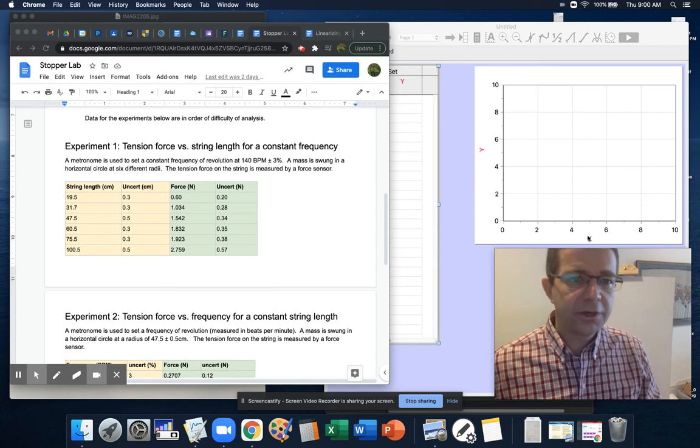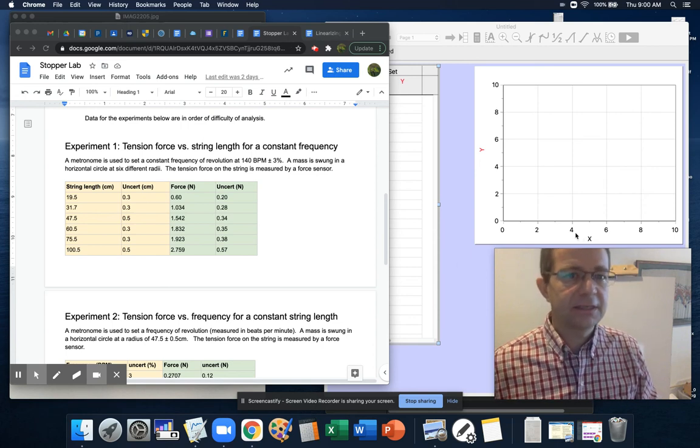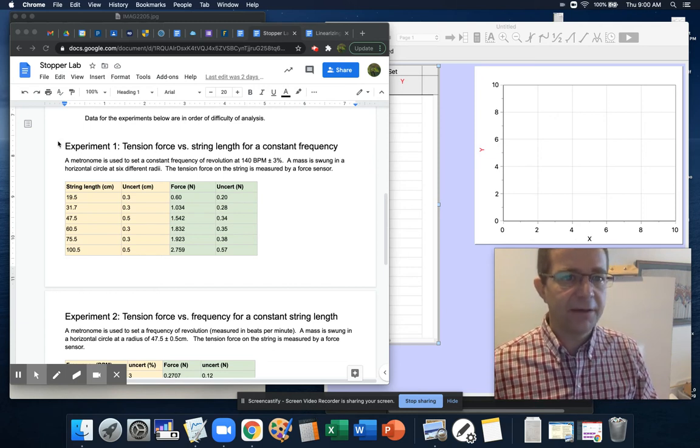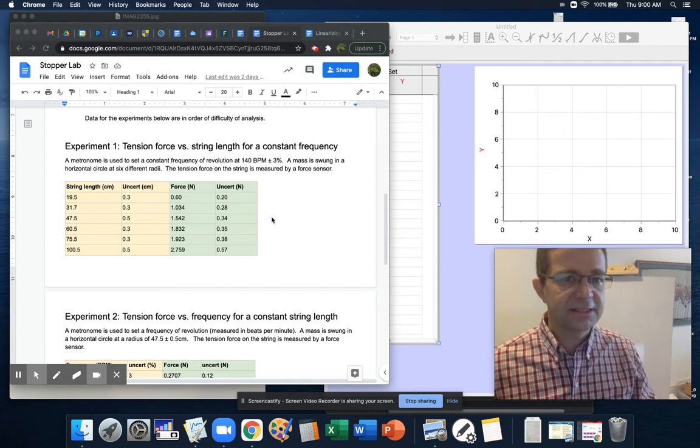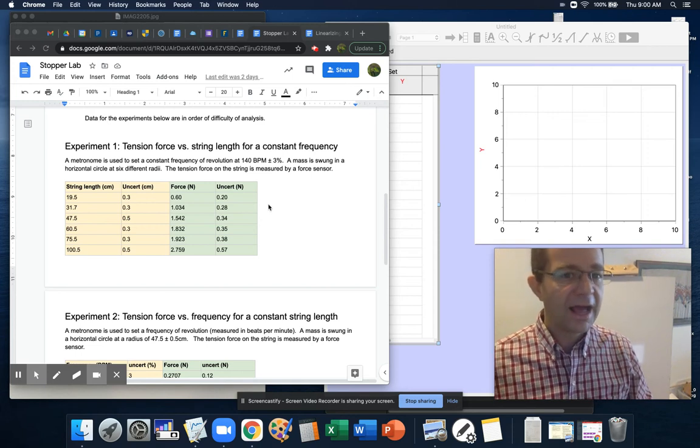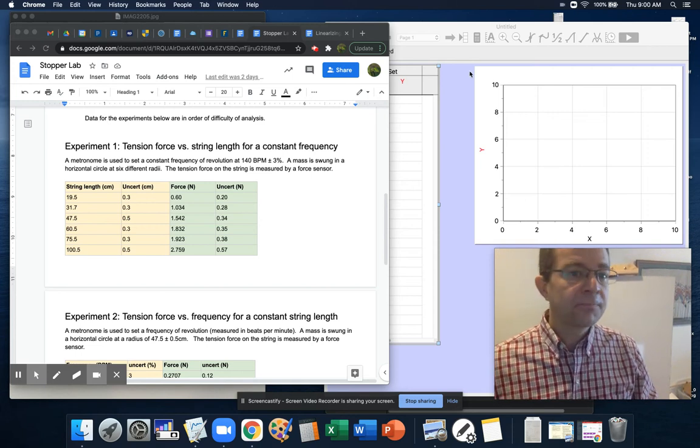Hi, I want to go through the analysis for the stopper lab for this first experiment, just so that we have an example here. And this example includes something that's a little bit interesting in terms of the manipulation of the equation, and of course, the manipulation of the data.